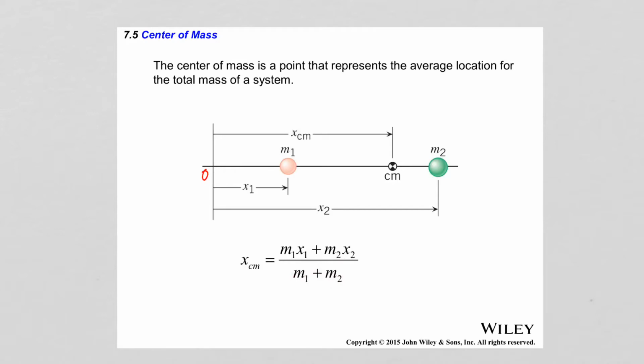Essentially, the center of mass is a point that represents the average location for the total mass of the system. The total mass of the system does not change, but when the particles move around, the mass distribution changes. And so the center of mass represents the average location of the total mass of the system.